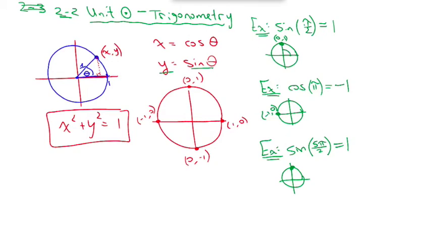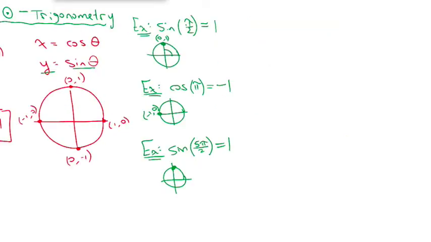Positive direction is counterclockwise. Negative direction is backwards, clockwise. All right. The unit circle is okay for some things. For instance, a little strange math.